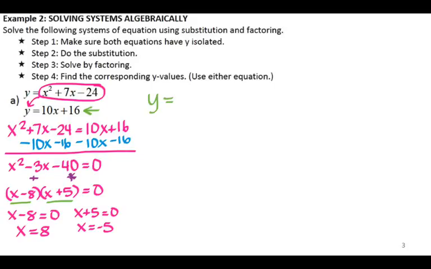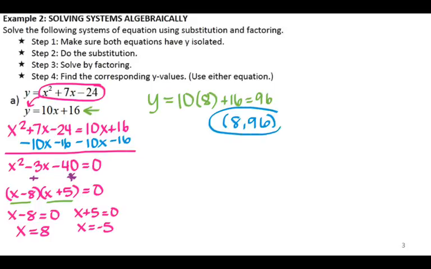So I have y equals 10 times 8 plus 16. And then, let's see, 10 times 8 plus 16 is 96. So your first ordered pair is 8, 96. There's your first solution. For my second one, I'm going to plug in negative 5. So I have y equals 10 times negative 5 plus 16, is negative 34. So then your second solution, your x was negative 5, your y was negative 34.